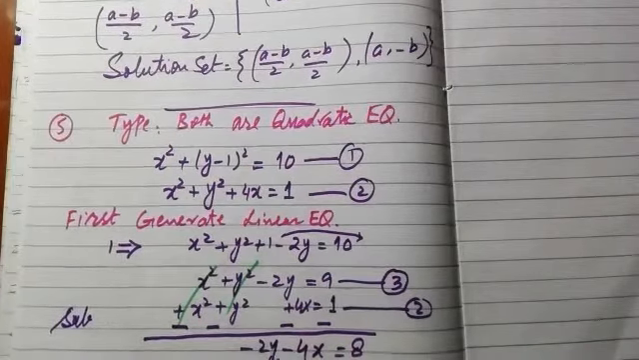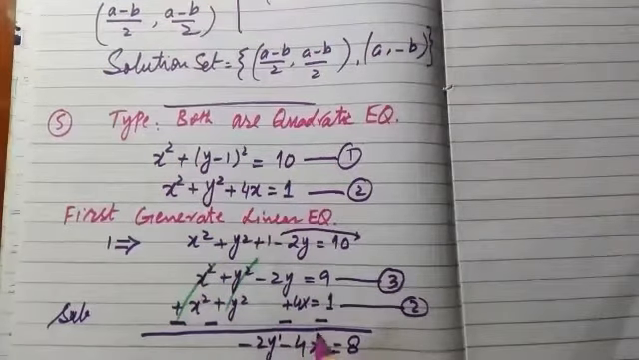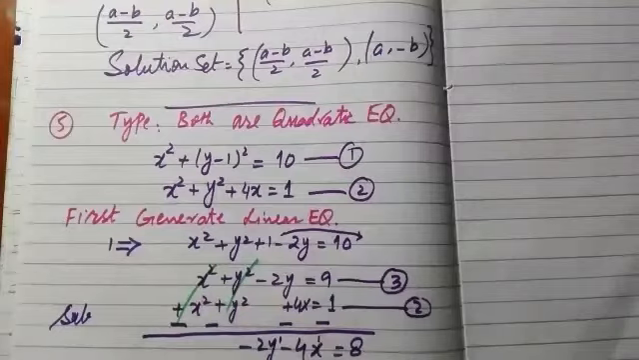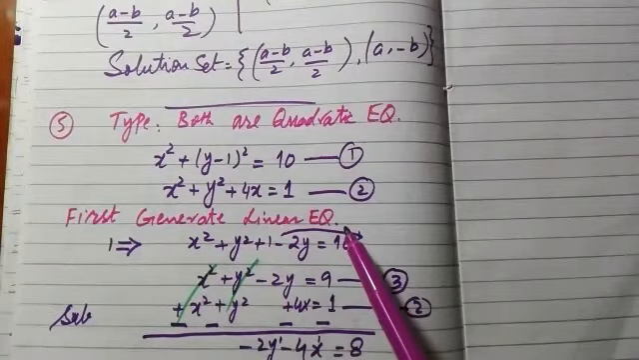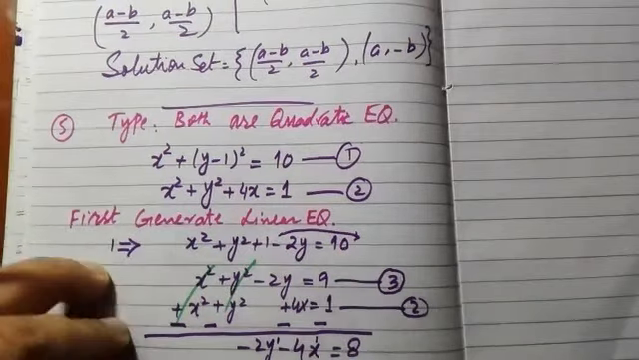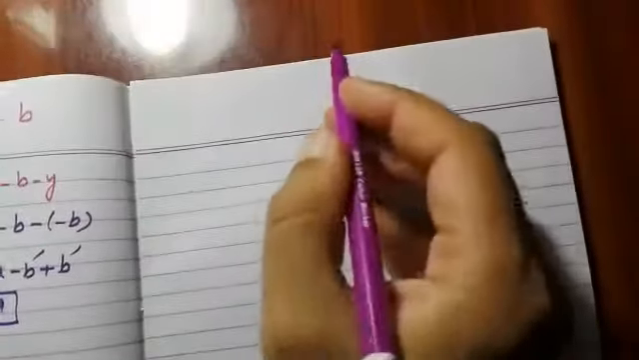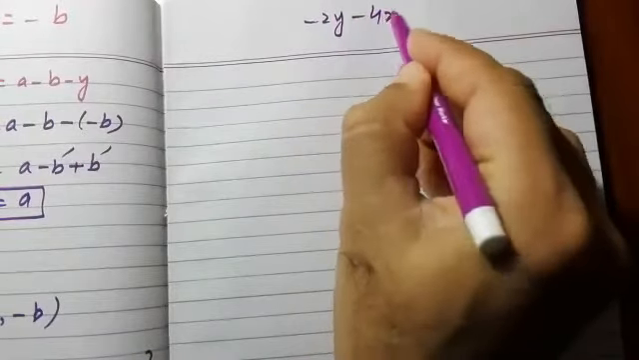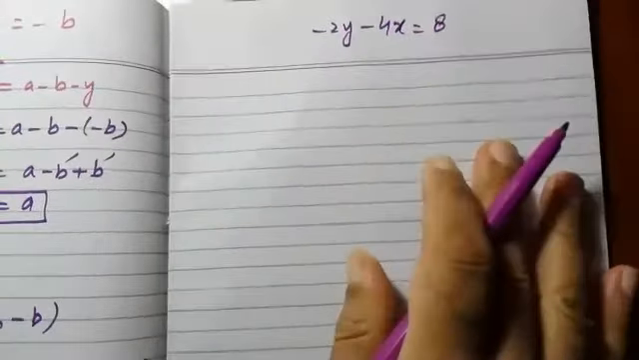So you can see that we have generated an equation which contains x raised to power 1 and y raised to power 1. I told you that the first task is to generate one linear equation. A linear equation means an equation which contains the variable with power 1. Now, if I just rewrite it for further simplification, you will see that I have minus 2y minus 4x equals 8, like this.